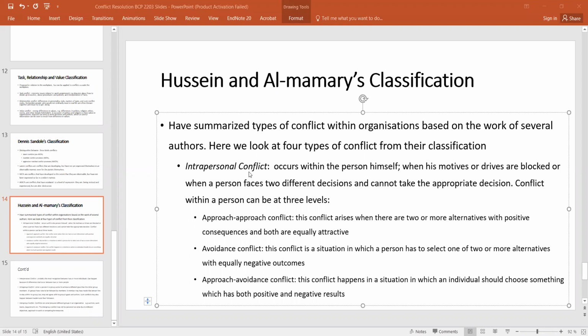It might be an approach conflict. You have 2 or more alternatives and both of them are attractive. You have been given a scholarship to go and do a degree. It is very attractive. You really want to do it. At the same time, you have been given this job. And so you're having a conflict. Should I take the scholarship and go and study? It's very attractive. Or should I take the job and make money?